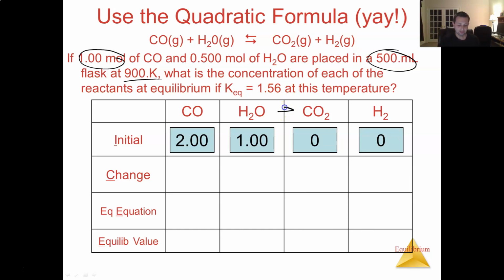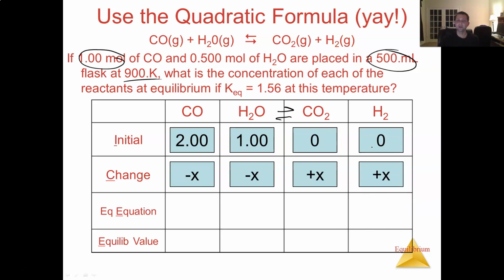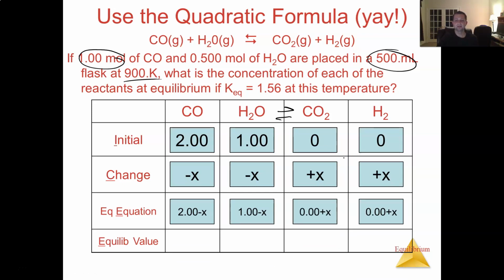Now, here's our arrow. We only have reactants, so this is really easy because we have to go to the product side. There are no products here. At equilibrium, we need something on both sides of the equation. So we're going to have negative x for CO, negative x for H2O, plus x for CO2 and plus x for H2. That's pretty simple, right? We talked about that the other day. We have reactant and no product, so we have to shift forward. So for the equilibrium row, we have 2.00 minus x, 1 minus x, x, and x.